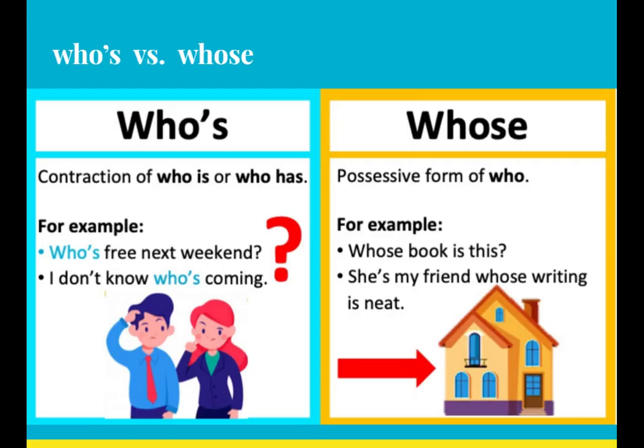All right, so our first one is who's with an apostrophe S versus whose without the apostrophe S. As you can see from the graphic there, they give you a nice little description. It says who's with the apostrophe S is a contraction of either who is or who has, and whose without the apostrophe S is a possessive of who.